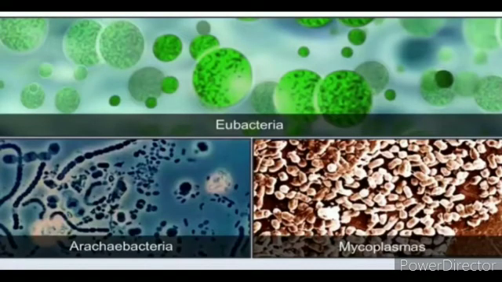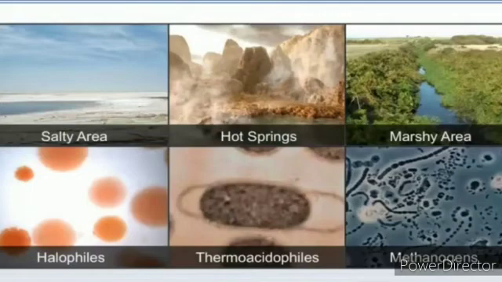The bacteria are divided mainly into two groups, Archaebacteria and Eubacteria. First we will go for the Archaebacteria. These bacteria are special since they live in some of the most harsh habitats, such as extremely salty areas. Archaebacteria living in salty areas are known as halophiles. Archaebacteria living in hot springs are known as thermoacidophiles, and those living in marshy areas producing methane gas are known as methanogens.